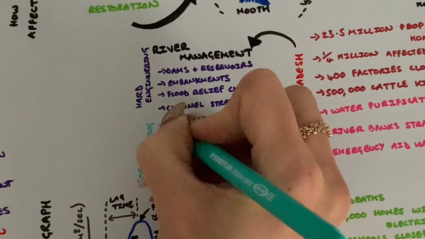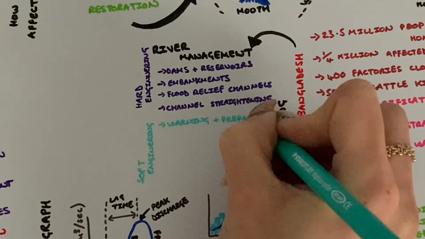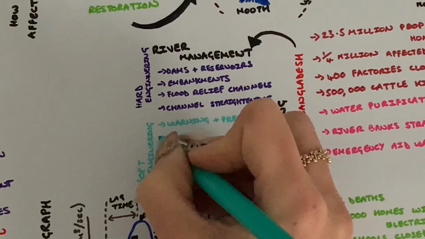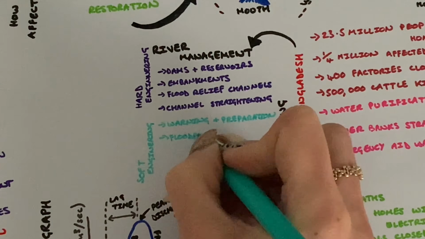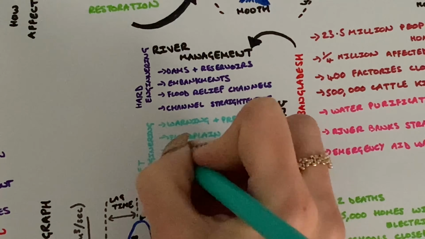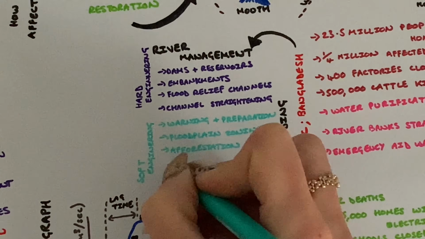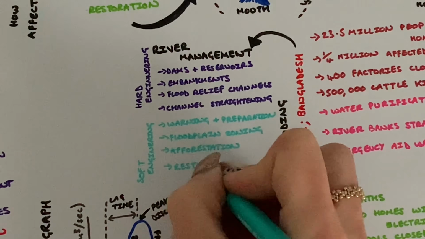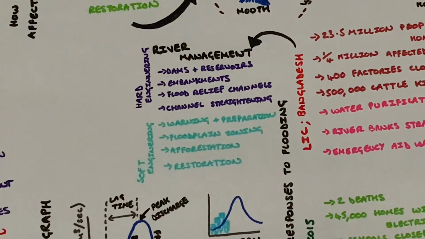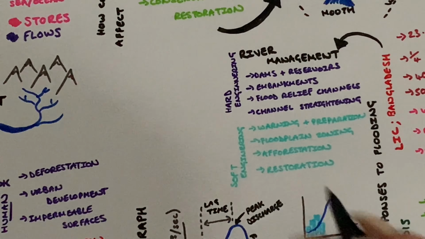Now, our other category of river management strategies are known as soft engineering strategies. They tend to be less expensive, they typically last on a more long-term basis and are considered more sustainable because they have less impact on the environment. And these include warnings and preparation, floodplain zoning, afforestation, and river restoration.